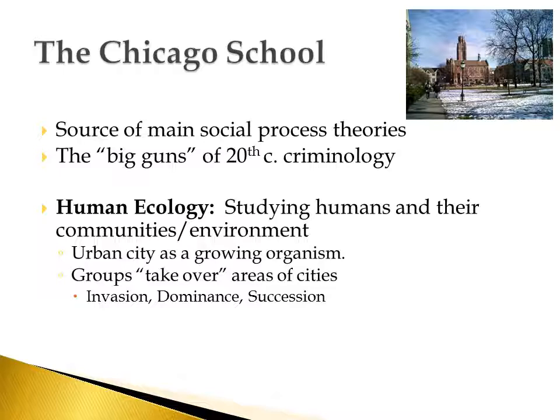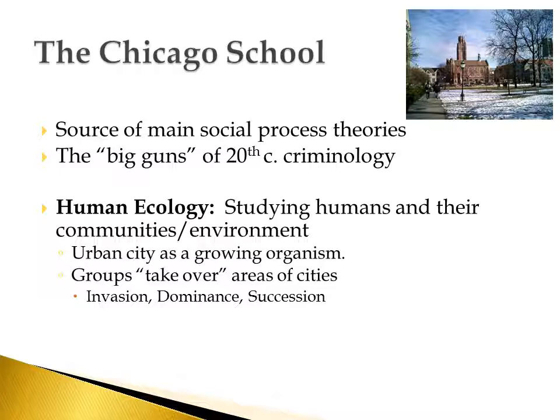The idea being, in most U.S. cities, we see this kind of gradual pattern over time where new groups of people will invade and move into an area, invasion. They'll live there for a while, dominance, and eventually they'll move on. They'll either find a better place to live, or they'll just move to a different part of the city. They'll find different resources to utilize, and then a new group will come and invade.